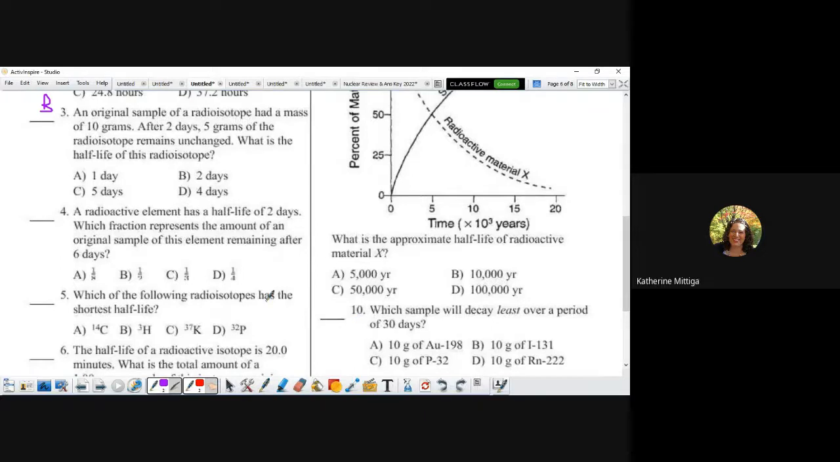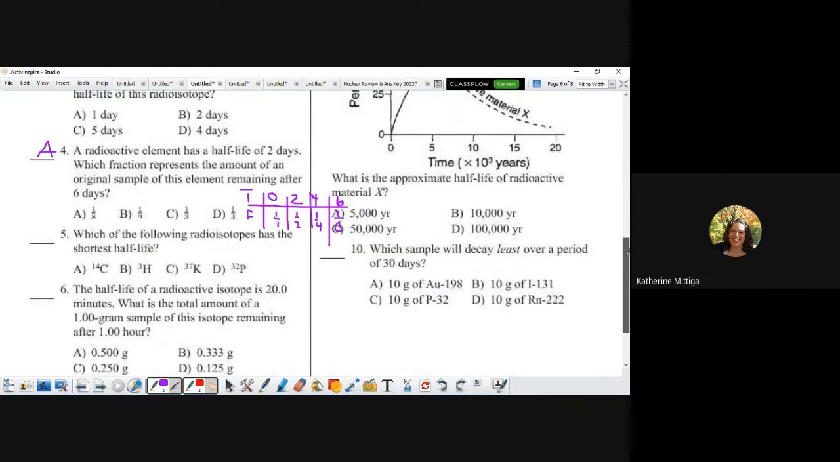A radioactive element has a half-life of 2 days. Which fraction represents the amount of the original sample remaining after 6 days? So time and fraction, hard to read, sorry. Time is 0, fraction 1/1. It says 2 days is my half-life, so there's 1/2. After another 2 days, I'm at 1/4. After another 2, I'm at 1/8. So it is choice A. Sorry, it's hard to read that.